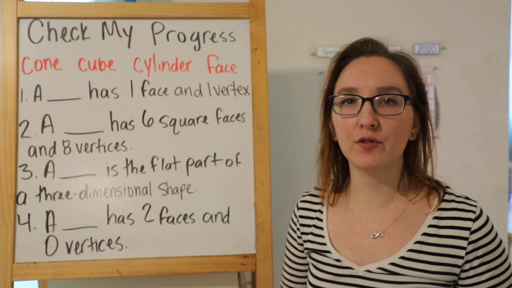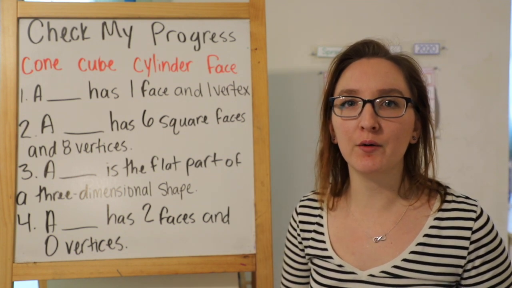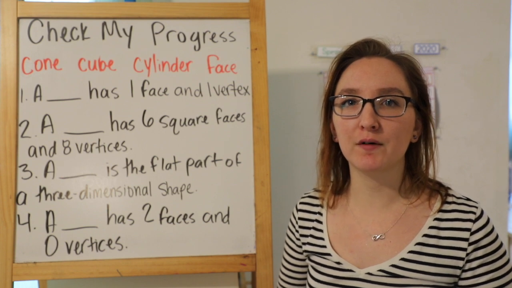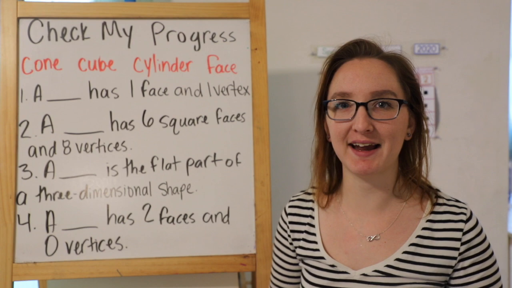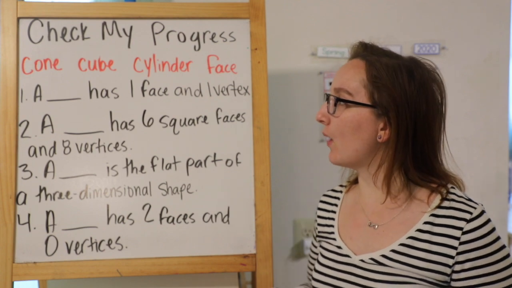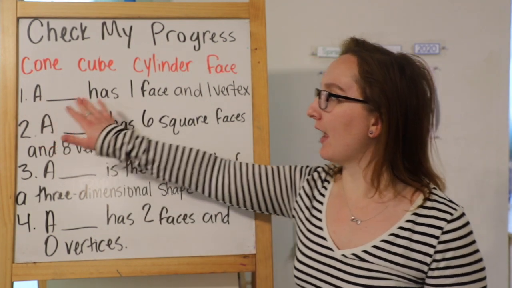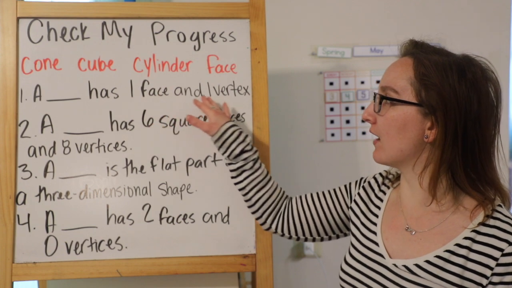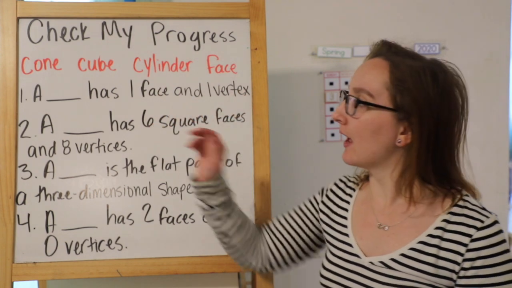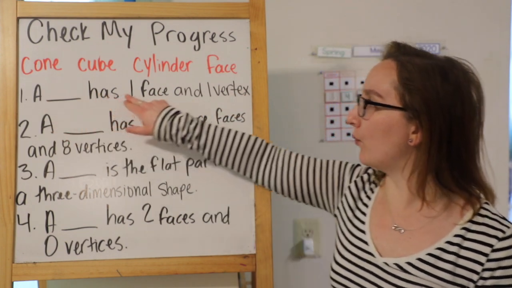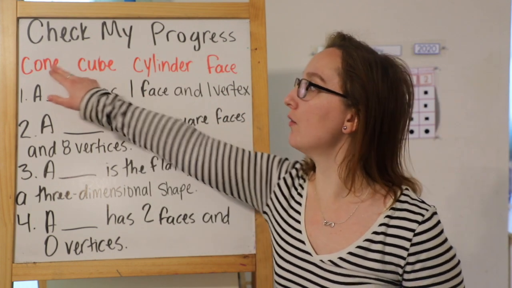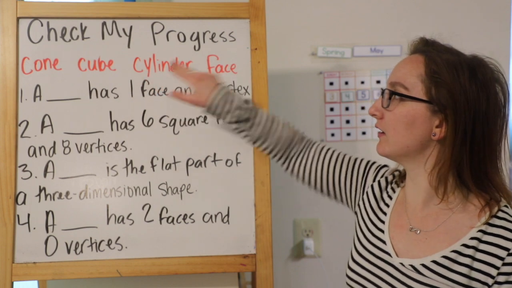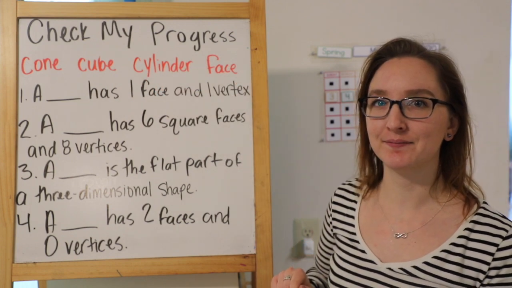First I'm going to read them for you. I'm going to give you the time to fill in those blanks and then we'll work through it together to make sure that we have the right answers. Number 1 says, a blank has one face and one vertex. Is it a cone, a cube, a cylinder, or a face?